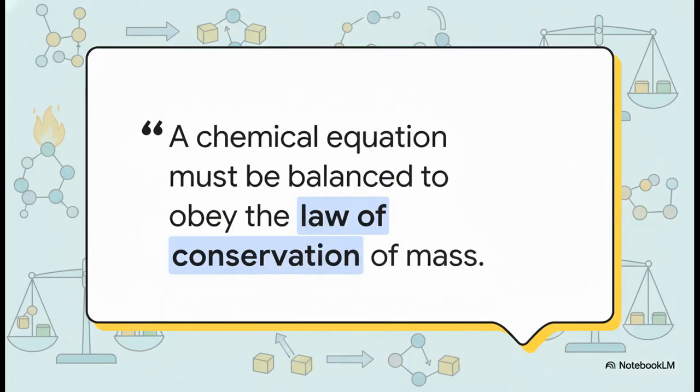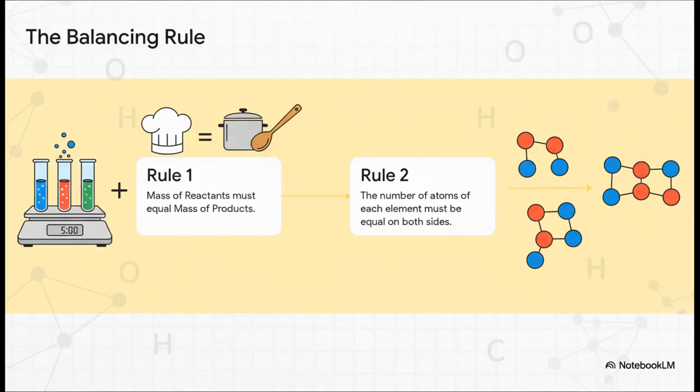Well, it all boils down to this super important rule of the universe. It's called the law of conservation of mass. And all it says is you can't just create stuff out of thin air, and you can't make stuff disappear. You can only change its form. So because of that law, the rule for our equations is super simple. The total weight of your ingredients, the reactants, has to be exactly equal to the total weight of your final dish, the products. And for that to happen, the number of atoms of every single element has to be the same on both sides of that arrow.